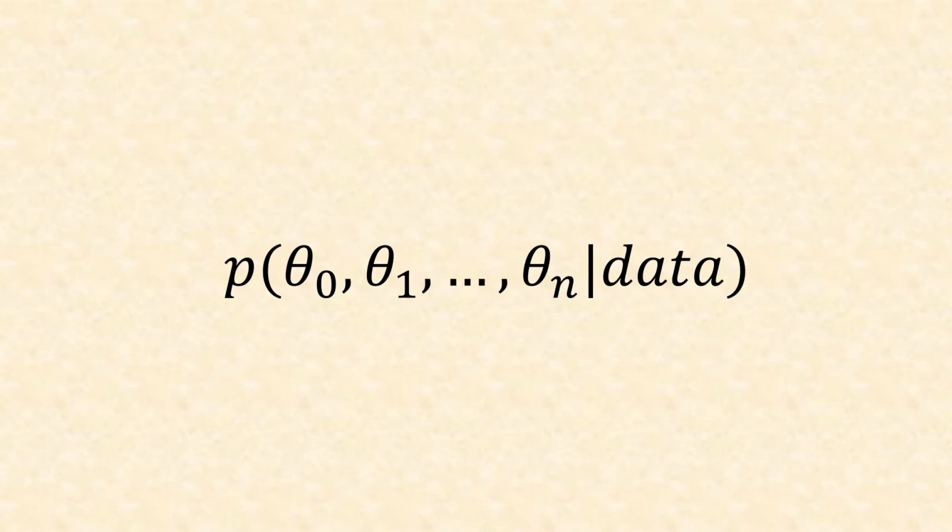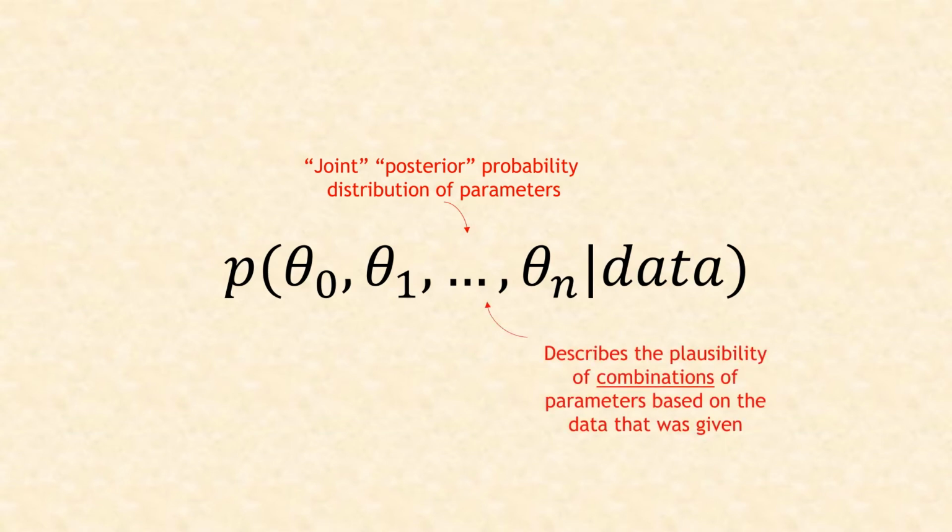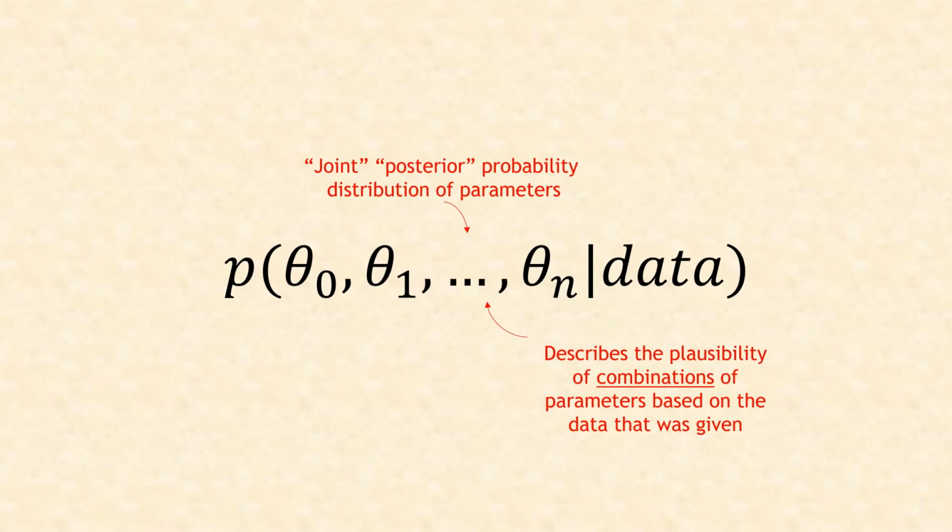In this case, we want to find something called the joint posterior probability distribution, which is very similar to the single parameter version, but tells us plausibility levels for combinations of parameters. Here, posterior is a word we use to describe that the inferences are being made after we have considered the data. You'll often hear people using the word posterior as shorthand for joint posterior probability distribution function.